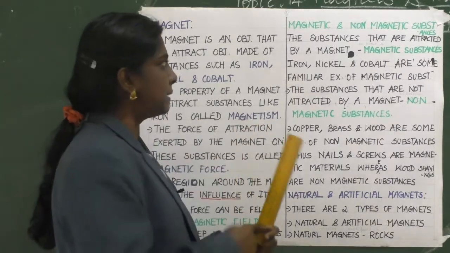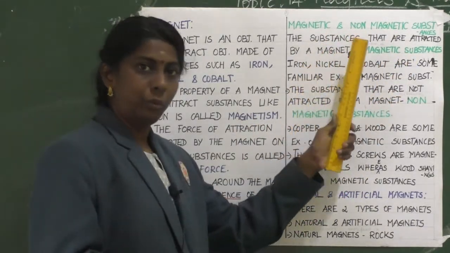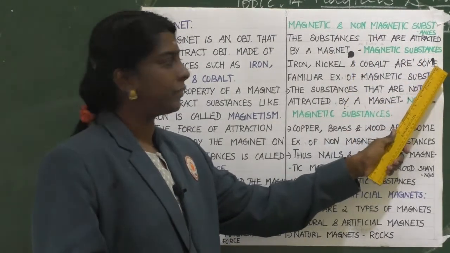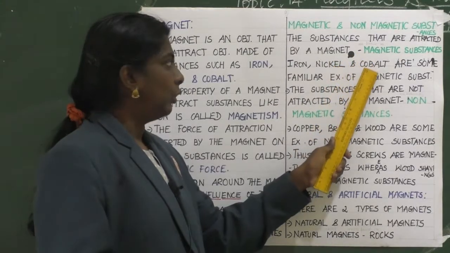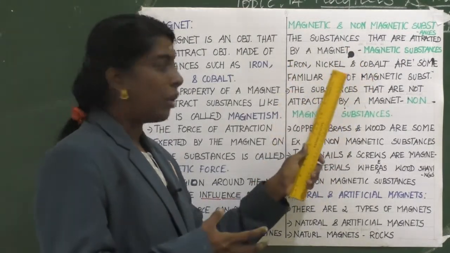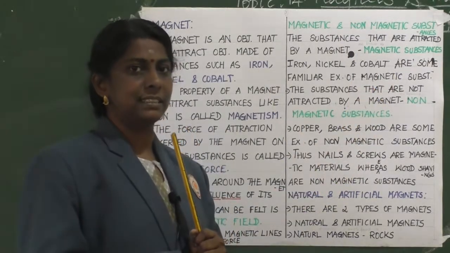What do you mean by magnetic substances? The substances that are attracted by a magnet are known as magnetic substances. They are made up of iron, nickel and cobalt. These are some familiar examples of magnetic substances.